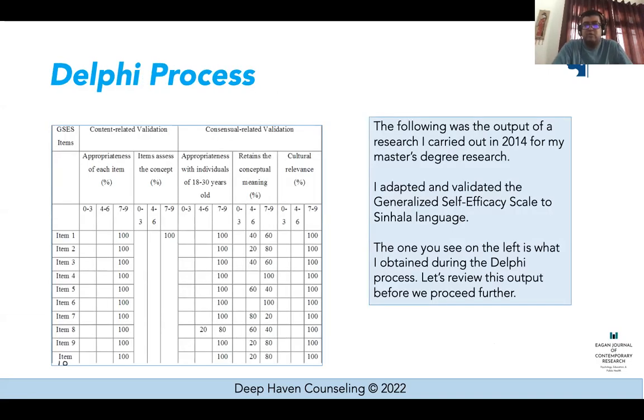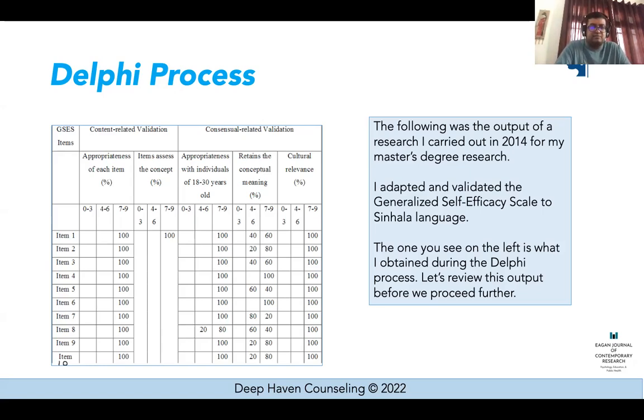Now I can show you one example. The following was the output of research I carried out in 2014 for my first master's degree. As I said, I adapted the generalized self-efficacy scale to the Sinhala language. And here you can see what I did. These are my 10 items, and these are the specific criteria that I assessed. This was exactly what another paper suggested, so we pretty much replicated that here. The first is appropriateness of each item. I had 5 experts, and the 5 experts have to say how appropriate each of these items is for the particular scale that we have.